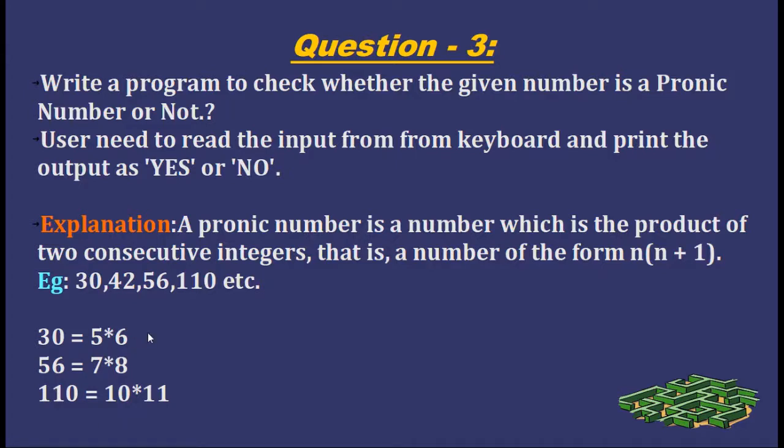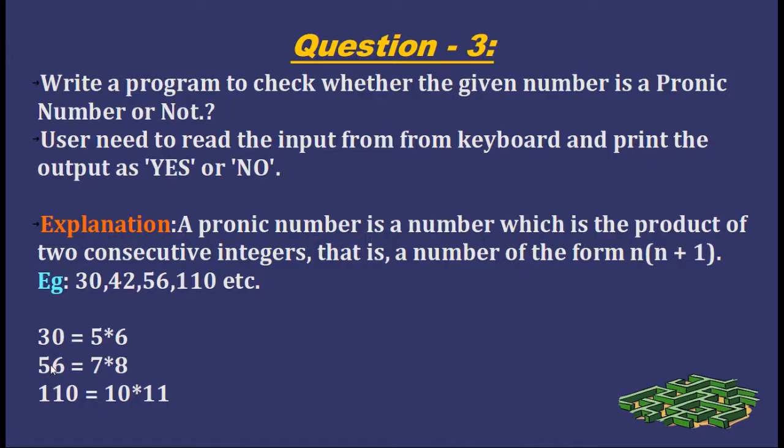So anywhere in the series from 1 to the given number, you are checking. We will be starting from 1 to 30 and checking the product of two consecutive numbers. 1 into 2 is equal to 30? No. This way you need to traverse until 29 into 30, but 30 will be more than that. So most probably you have to traverse until half of the number, where the product should be less than the given number. Here 5 into 6 is equal to 30, and this is a pronic number.